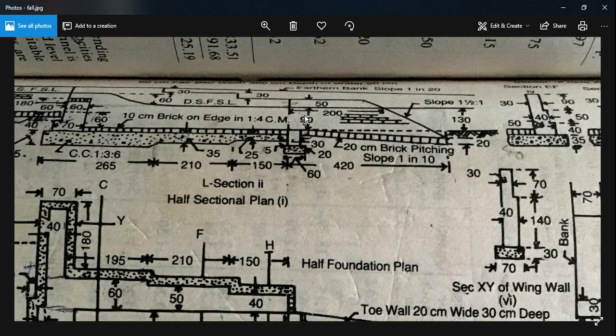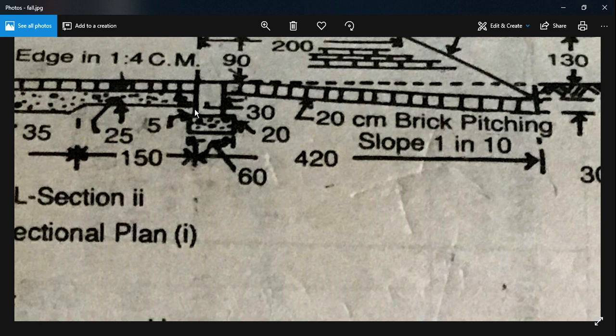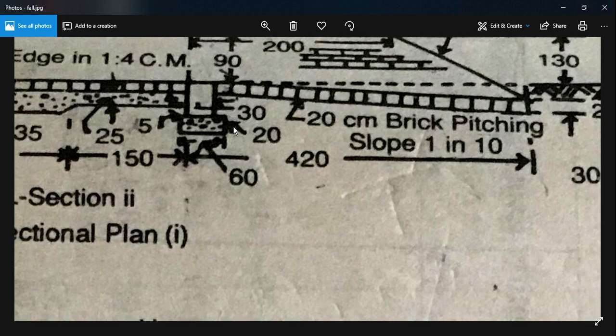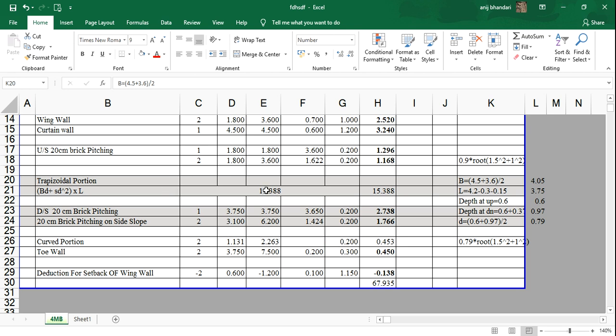So as we can see here, 4.2 is from here to here, and this total is 60, this is 30, that means this is 15 and this is 15. So the earthwork in excavation for the trapezoidal portion, the length would be from here to here, that is 4.2 minus 30 minus 15. That is what I did here. Length is equal to 4.2 minus 30 minus 15. That gives me the length is equal to 3.75.